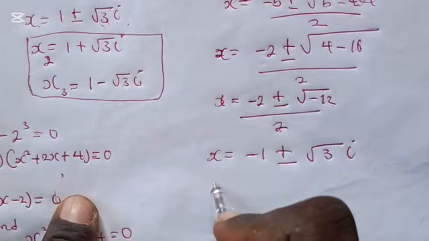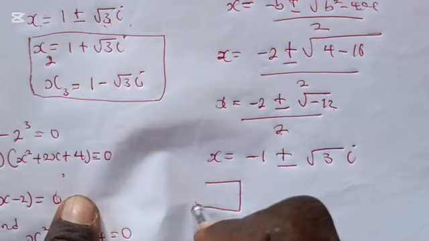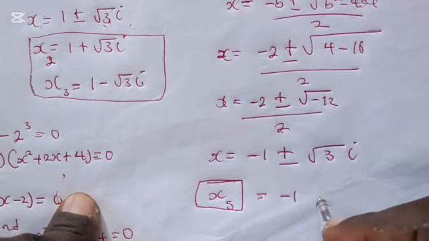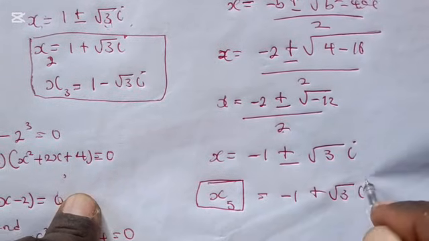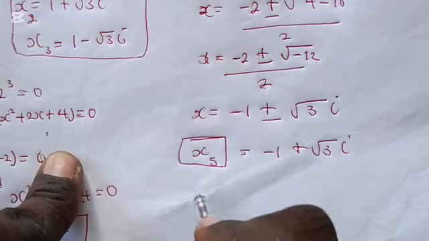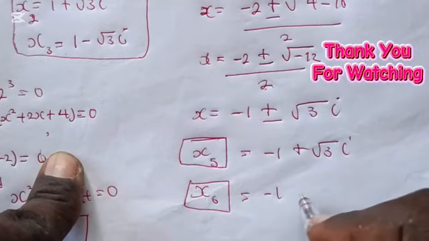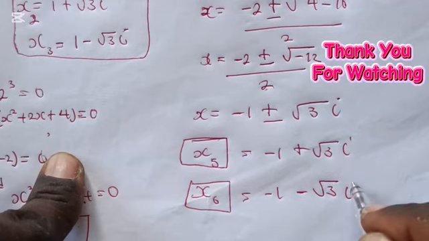That is all. So from this we are going to get our fifth solution for x, which is minus 1 plus root 3 iota, and our sixth solution for x is going to be minus 1 minus root 3 iota.